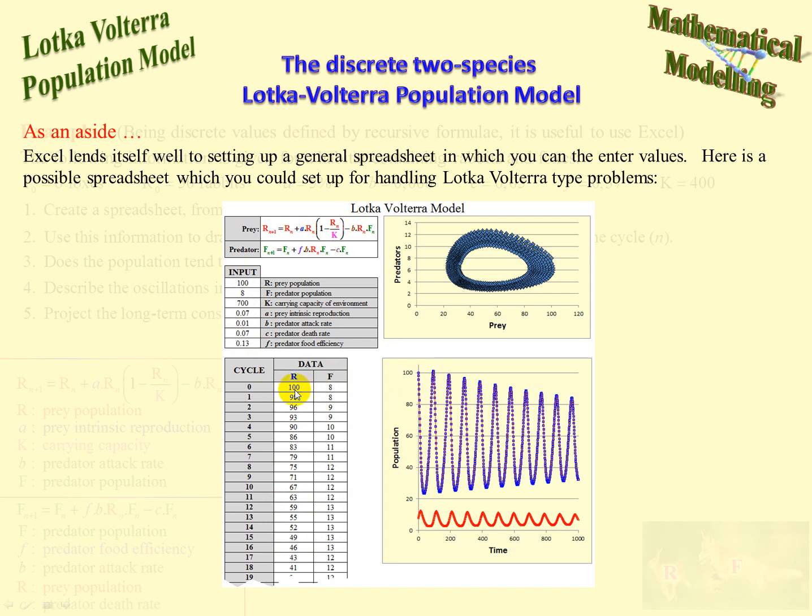This first one here at cycle 0 copies directly across from the R to there, and this one here, that F, copies directly across to there. But from then on, it's driven by formulae. And these graphs draw off this information. You'll notice this one here is the population versus time, and that is the prey population and the predator population. And then this one here is the predator versus prey. We're going to look at both. That one's asked for first.